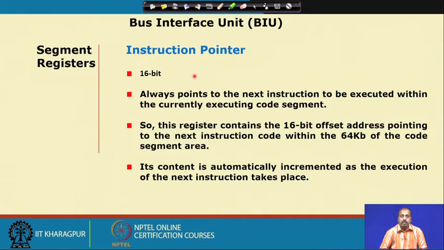This register contains the 16-bit offset address pointing to the next instruction code within this 64 kilobyte code segment area, and its content is automatically incremented as the execution of the next instruction takes place. This automatic incrementation is very much possible because you have got a dedicated adder in the bus interface unit. So, you can use that adder for doing this addition without affecting the ALU that we have in the execution unit.